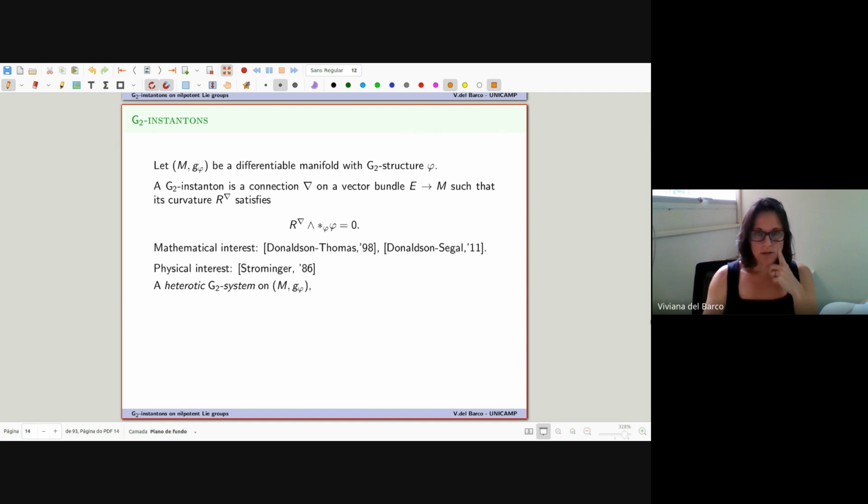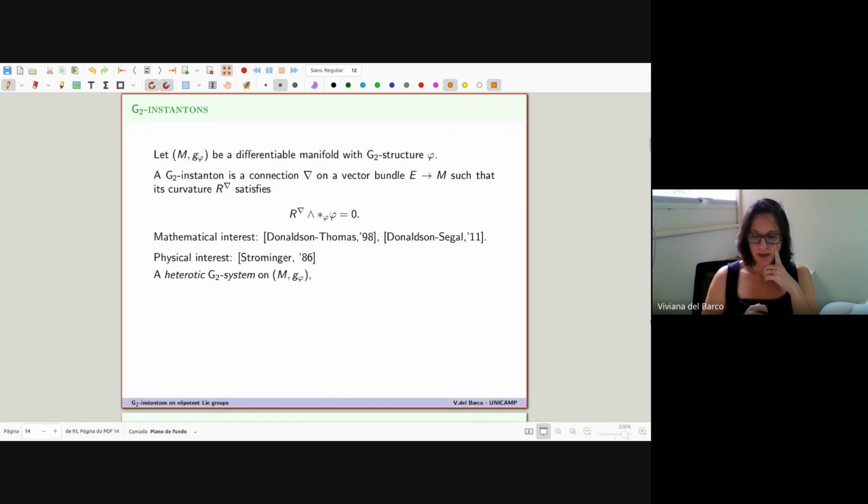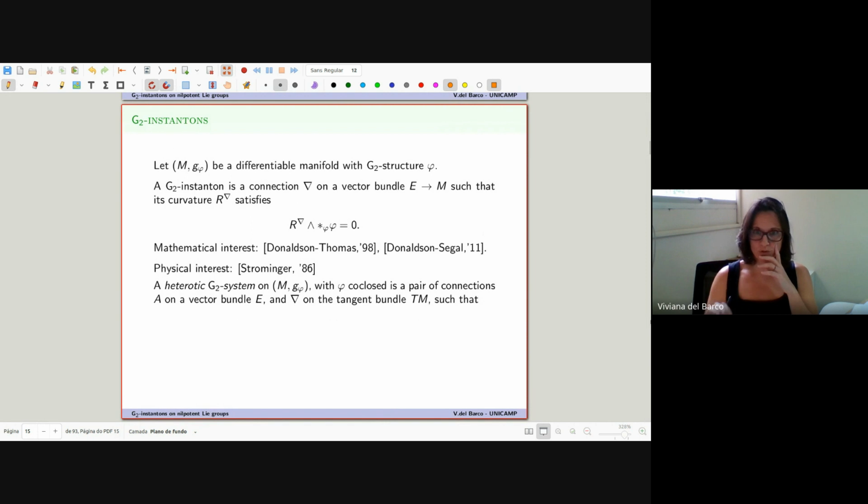What is a heterotic G2 system over a G2 manifold? Well, first, before you read that, I want to make a disclaimer. I will only give a definition that fits in my framework, okay? The definition of G2 system or heterotic G2 system is given in a more general way with three forms coming from other contexts, and the G2 structure may not be coclosed. I will require it to be coclosed, but I will give just the setting in this framework, okay? Don't take it as the usual definition.